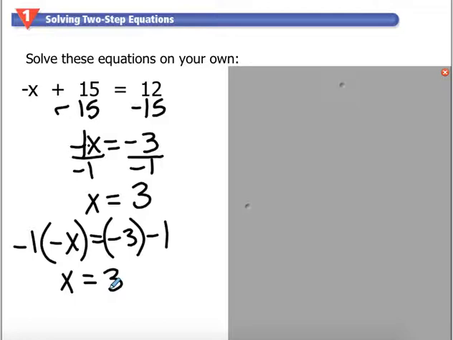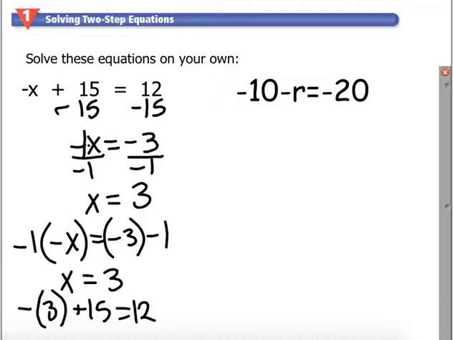When we plug this back in, we see, all right, I have a negative x, which is now negative 3, plus 15 equals 12. And yes, negative 3 plus 15 is 12.